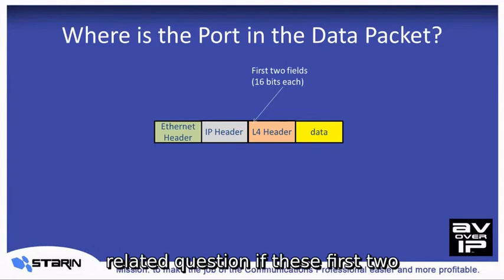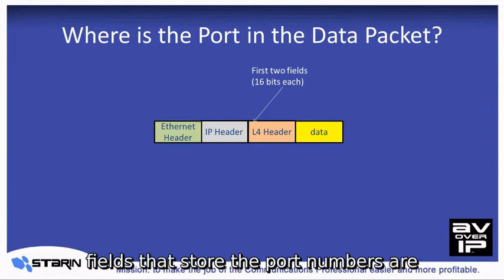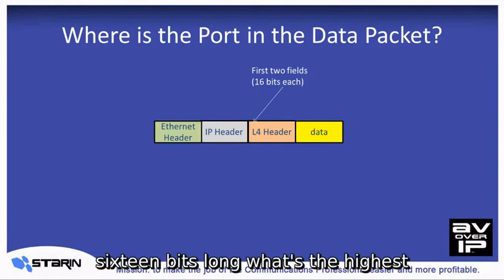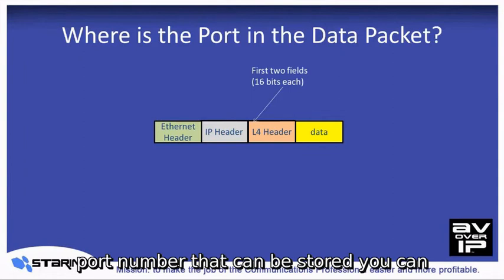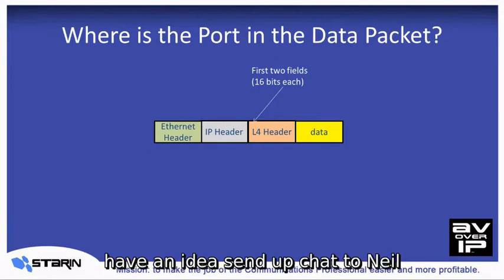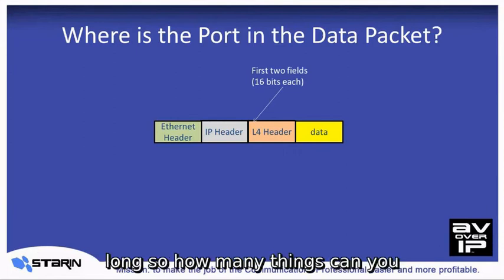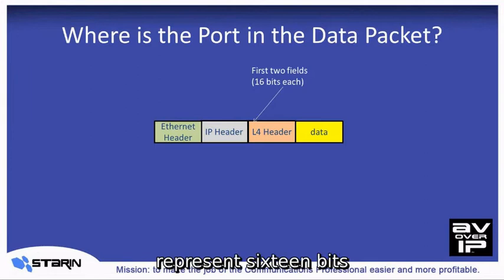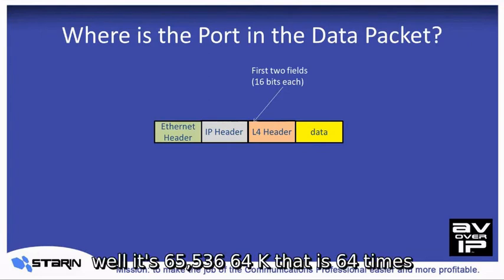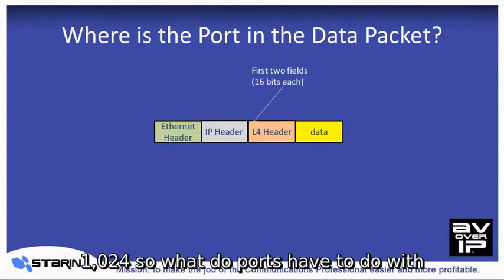Some of you were in the last webinar and you were dragged through binary. So here's a binary related question. If these first 2 fields that store the port numbers are 16 bits long, what's the highest port number that can be stored? If you have an idea, send a chat to Neil. The field's 16 bits long. So how many things can you represent with 16 bits? Well, it's 65,536. 64K. That is 64 times 1,024.